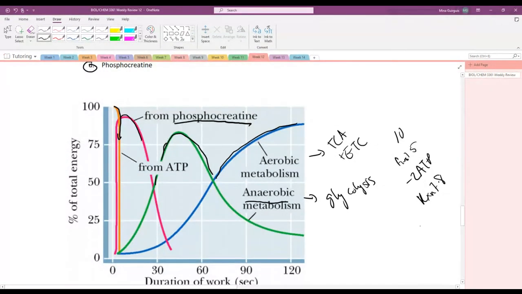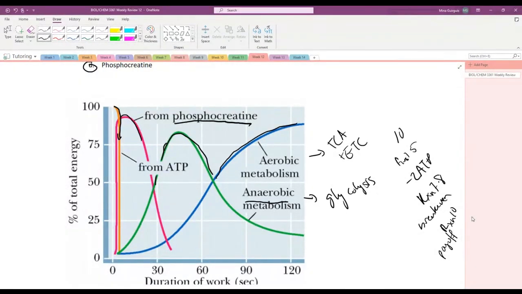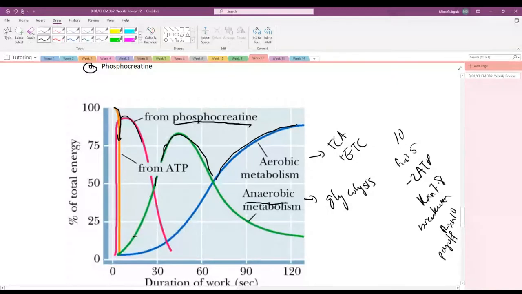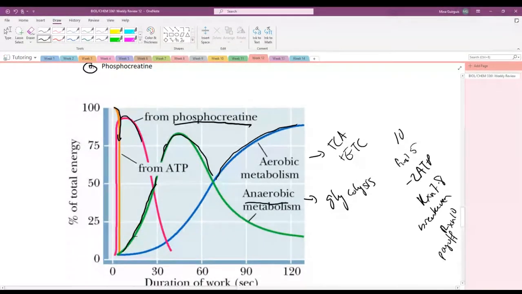Reactions 7 to 8 are when we finally break even, and actually, let me reword that. We actually get the payoff in reaction 10. It finally pays off once we finish the entire cycle. That's why it takes so long for us to get energy from glycolysis. It takes time, and then eventually it predominates.